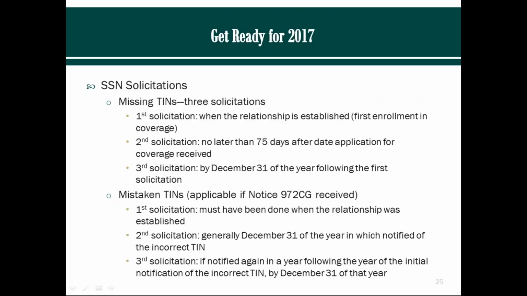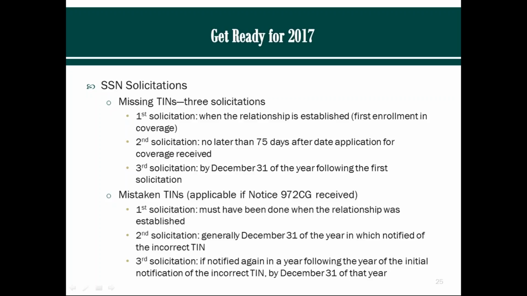The first solicitation is required whenever you form the relationship as to offering the coverage, so basically either when the employee first becomes eligible for the plan or during your open enrollment period. Your second solicitation is due no later than 75 days after that date of application for coverage. So if your open enrollment was October 1st and you didn't get some of the Social Security numbers and wanted to ask again, you need to do that by the middle of January, 75 days after October 1st.